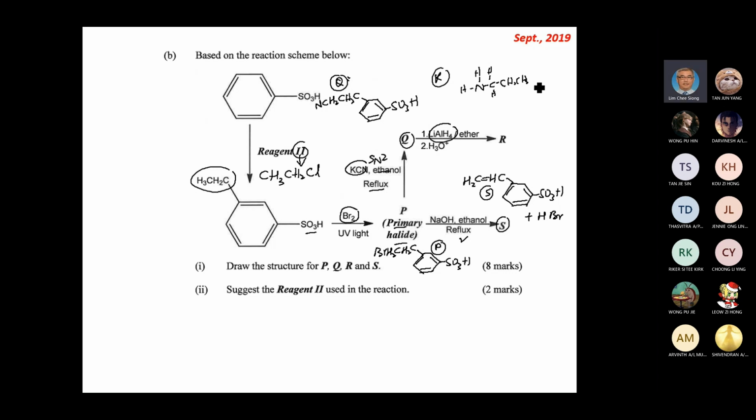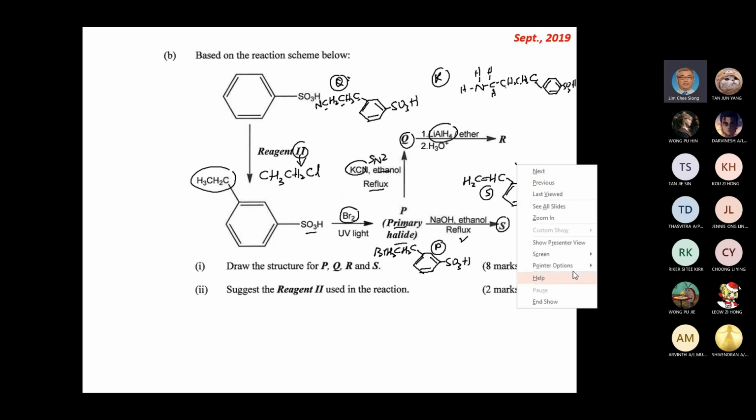CH2, CH2 with a C, and to the benzene ring. And followed by SO3H. Okay, so let me do a check. 1, 2, 3 carbon should be attached. 3 carbon, 1, 2, 3, 4. One more extra carbon. Okay, I wrap it.